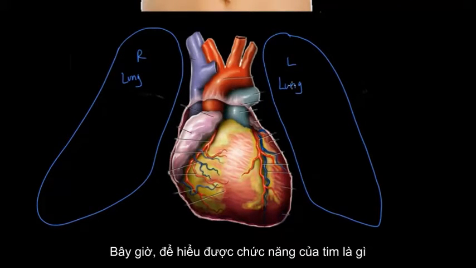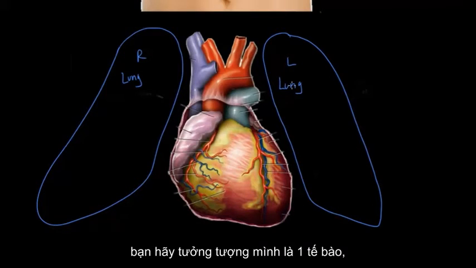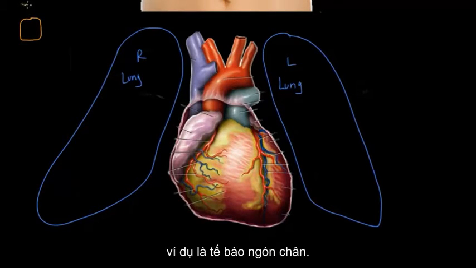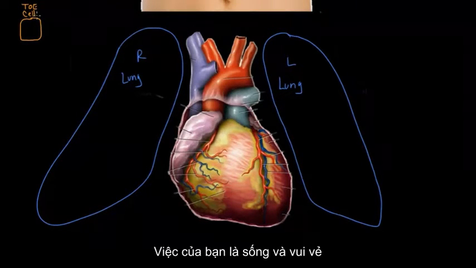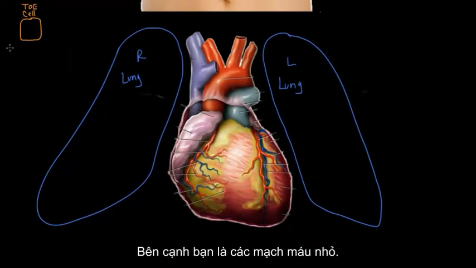So to think about exactly what the heart does, I think one neat way to do it is to imagine that you're a cell. So put yourself in the perspective of a cell, and let's say that you're a cell hanging out over here. This is you. And you can think about any part of the body. Let's say you're a little toe cell. And your job is to, of course, live and be happy, and you've got nearby a little blood vessel.